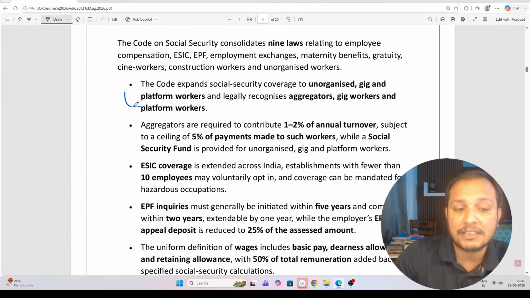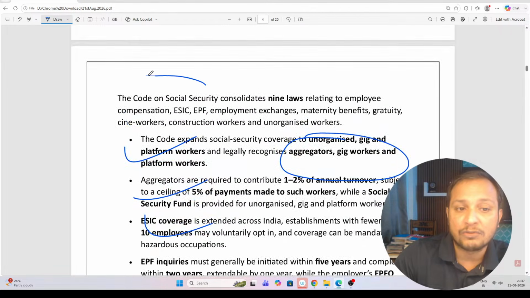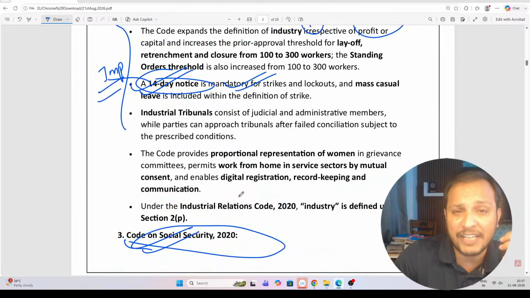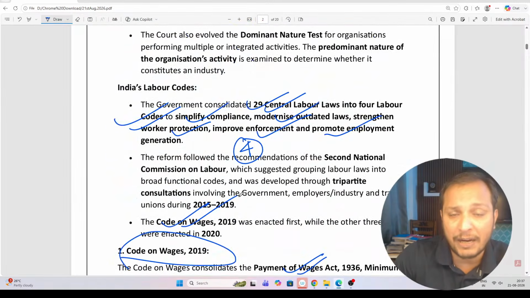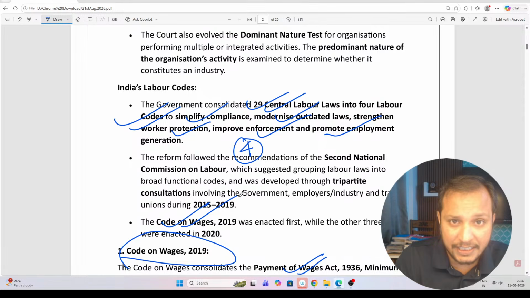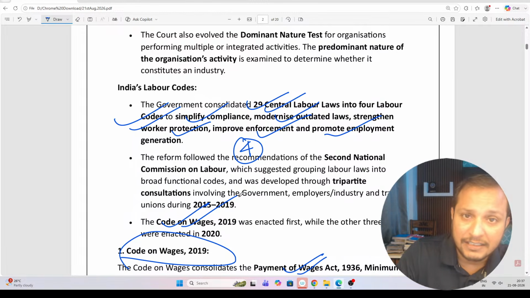You know guys, gig workers have been included in the social security code. So go through this. This is a very important article, guys. I have compiled this from the PIB. This is really very important. A lot of important information about all the 4 codes is mentioned here. I hope you will be covering it. This is very, very important.